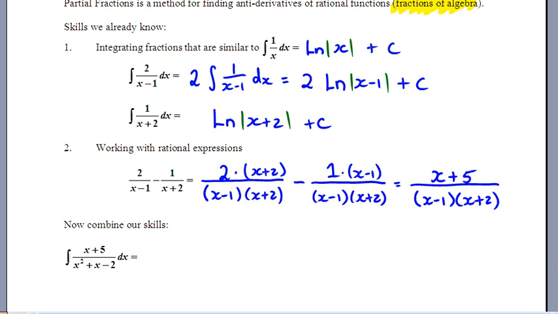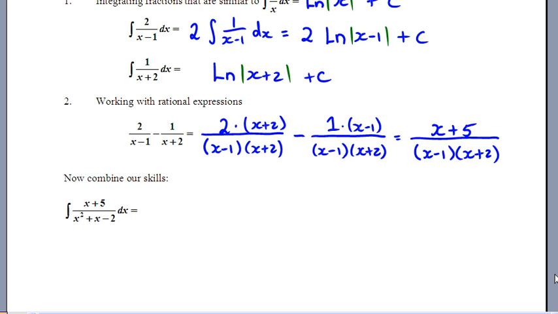Now we're going to take those two ideas, those two previous skills, and blend them together. What if you had an integral that looked like this? If you could factor the bottom and say, hey, hang on, this could be written as x plus 5 in the top, and then the bottom factors, x minus 1, x plus 2. Okay, so it's the exact fraction we just created.